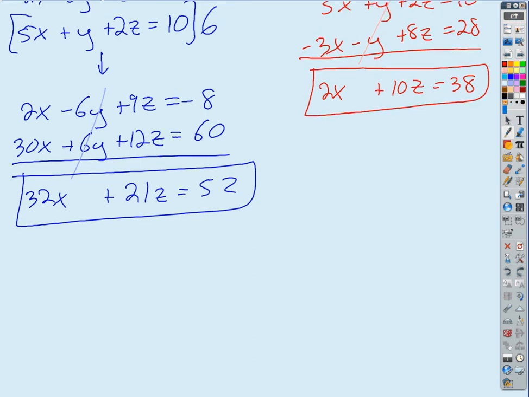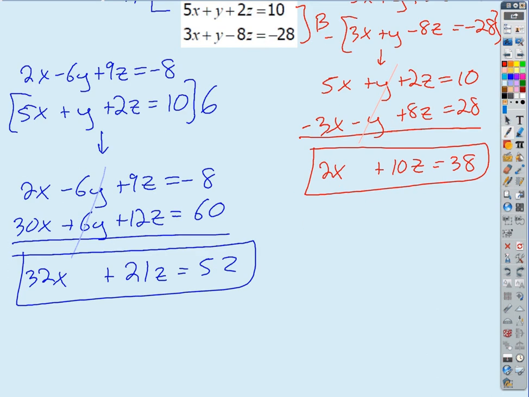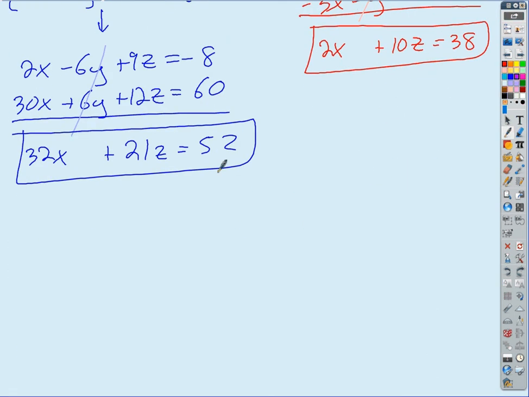Quick summary so we make sure we know where we are. We decided to get rid of y. We used the top two equations in system A, bottom two equations in system B, and we solved those. Now we're going to take both of those, and notice the red and the blue make purple, right? So we get 2x plus 10z equals 38, and 32x plus 21z equals 52.